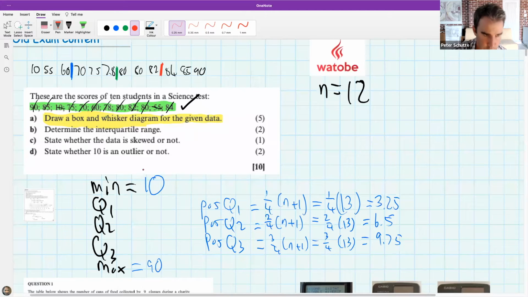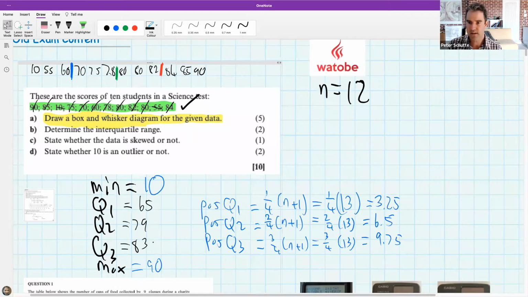Okay, so because these quartiles are between the two numbers, we have to average them. Halfway between 60 and 70 is 65. Halfway between 78 and 80 is 79. And halfway between 82 and 84 is going to be 83. So I have now got my 5-number summary.